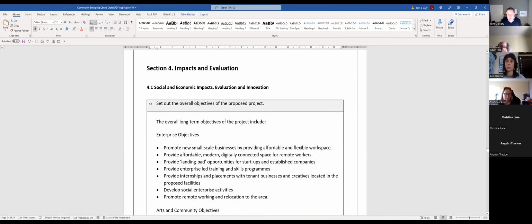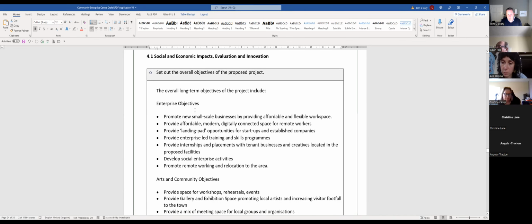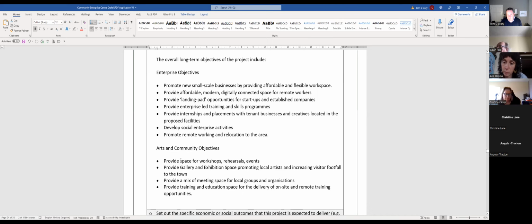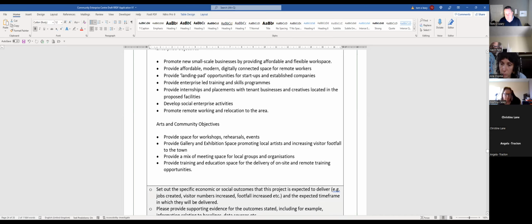Again, impacts and evaluation, so the social and economic impacts. They might look for this level of detail in most applications, but they'll look for the impact. In this case, the project would have enterprise objectives of providing space for startup businesses and a landing pad for established companies. It would create jobs in the area, it would bring jobs back to the area. There's also going to be a community arts center, providing space for workshops, rehearsals, events, gallery space, meeting space for local groups and organizations, and training and education space for delivery of on-site training. So a lot of people would benefit from this in different ways.